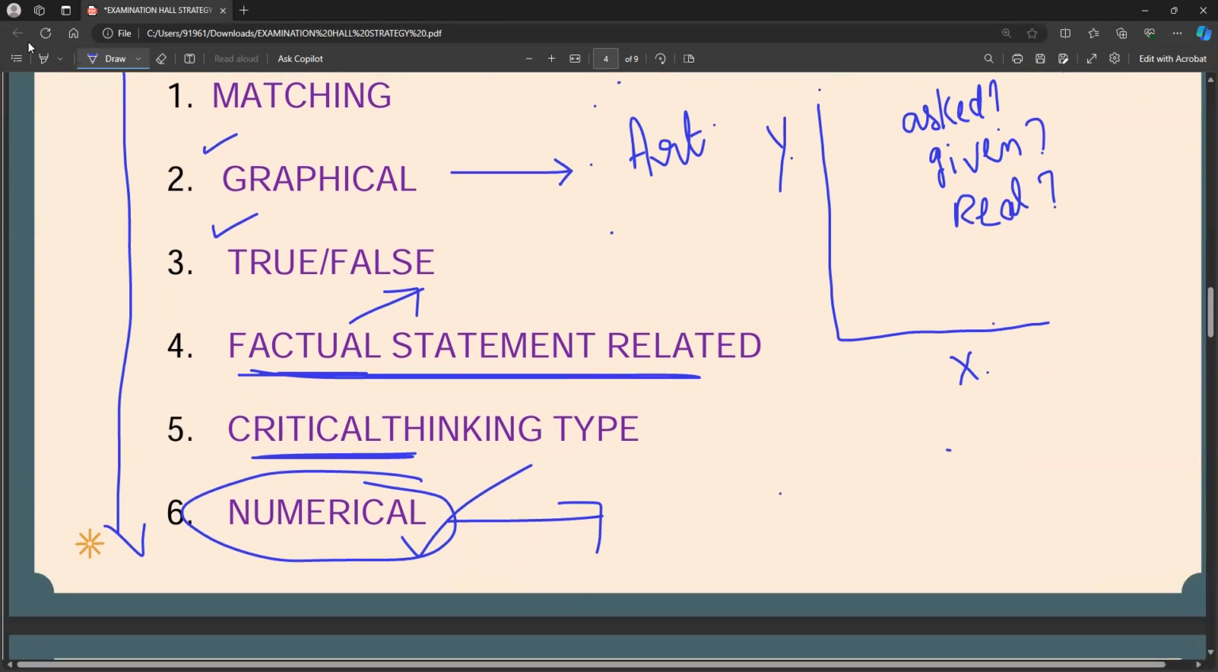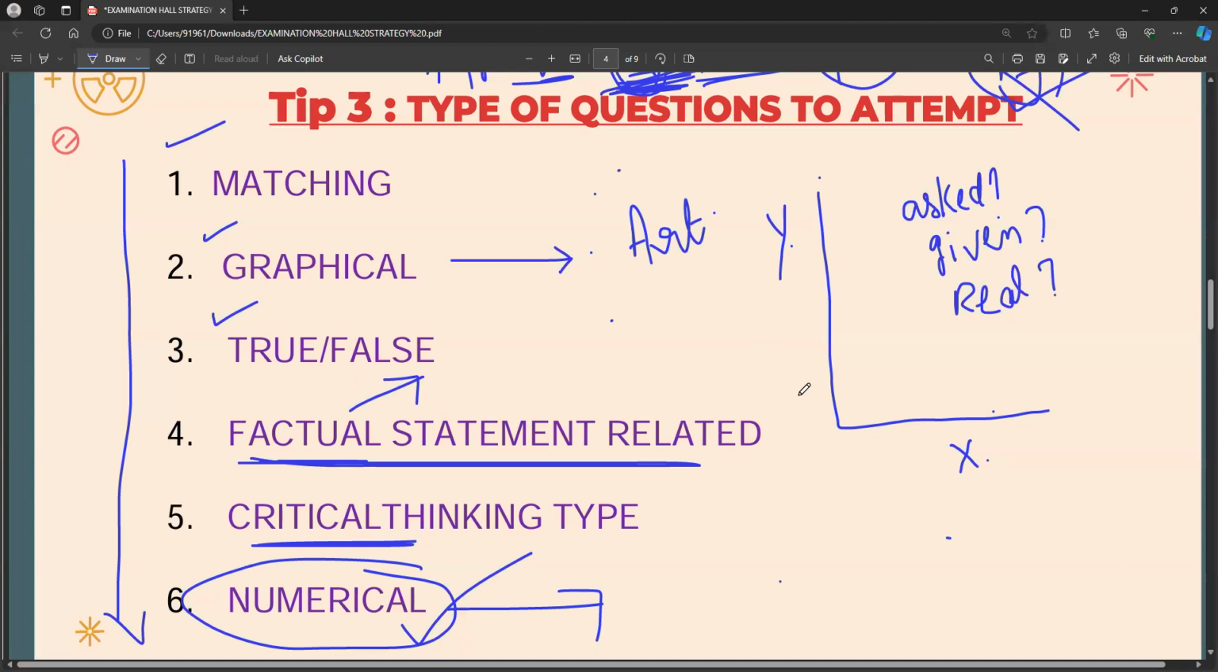Suppose, for example, they have asked a question: in which of the following phases of the cell cycle will the CDK level be extremely high? So you all know the answer. CDK level will be low in the G1 phase. CDK level will be high in the S phase. You got the answer. This is the reality.